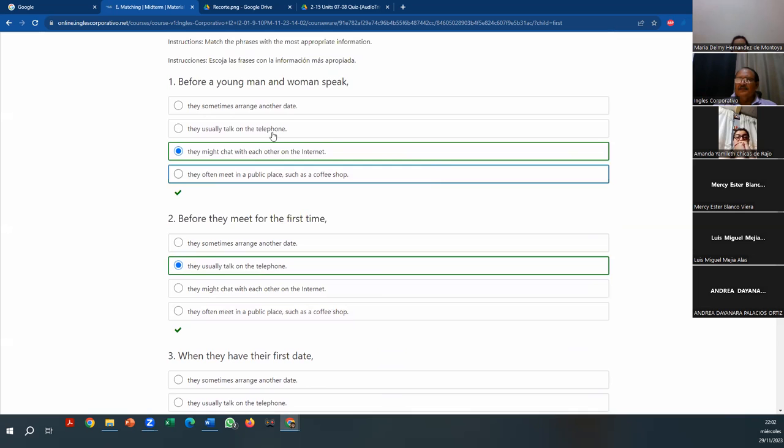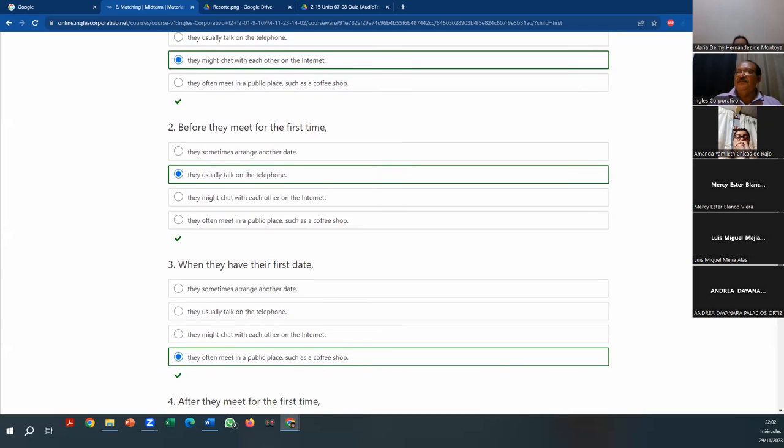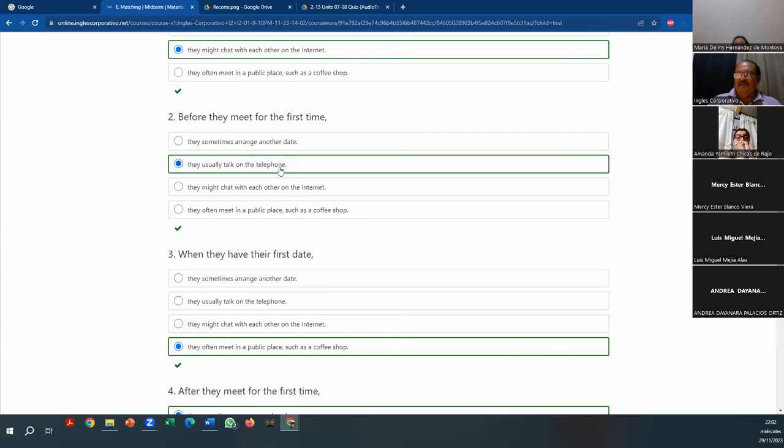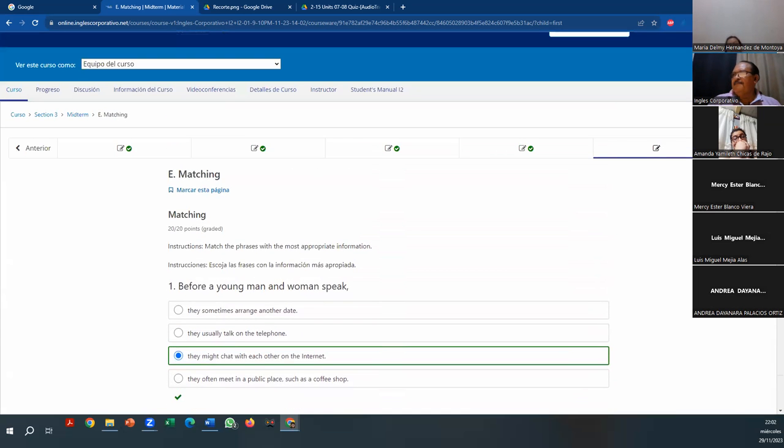Okay. So before a man and a woman speak, they might chat with each other on the internet, right? Now it's common. Before they meet for the first time, they talk on the phone. And when they have their first date, it's in a public place or in a coffee shop. And after they meet for the first time, they arrange a second date.